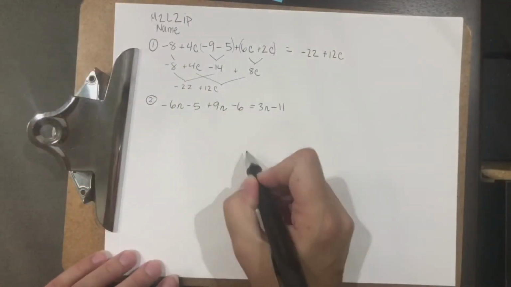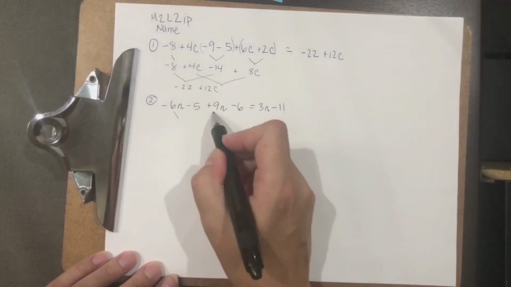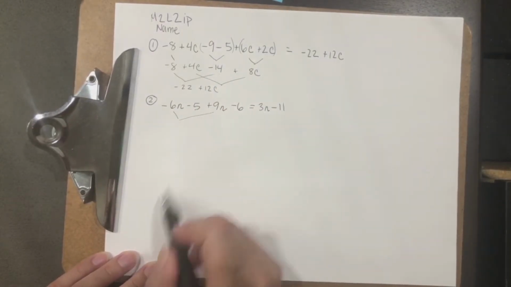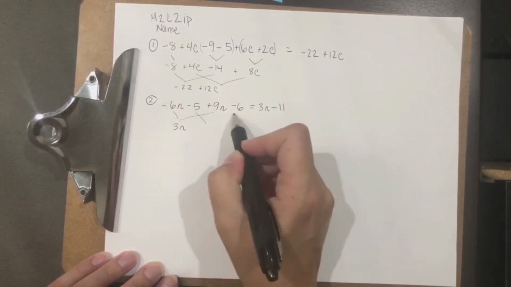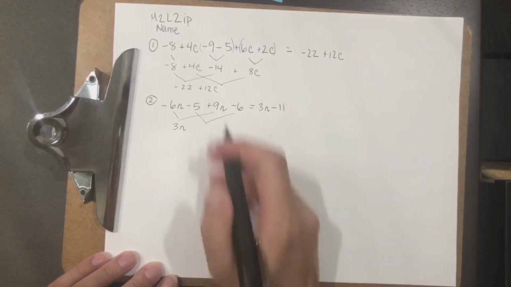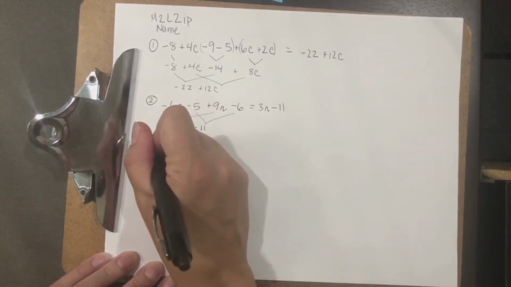Okay, let's do this the other way. 6 negative n's and 9 positive n's will leave us with 3 positive n's, and then -5 and -6 will give us -11. Let's do number 3.